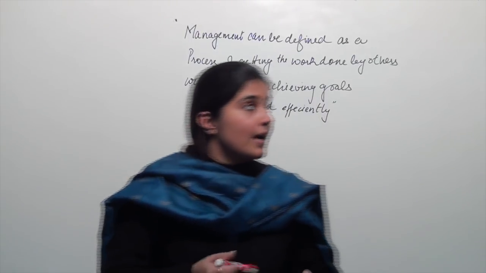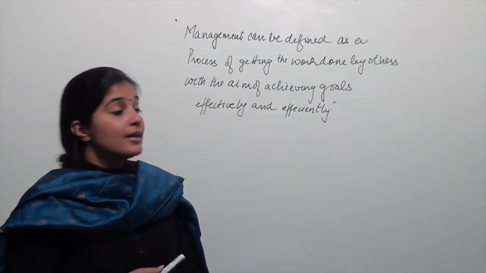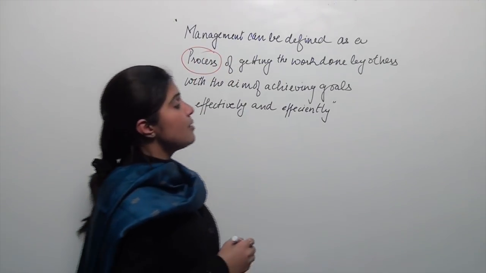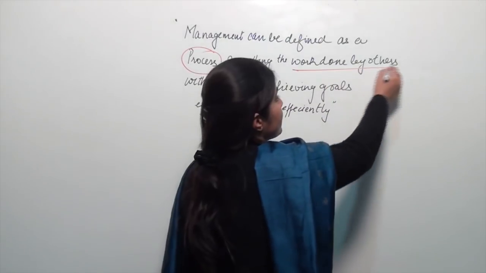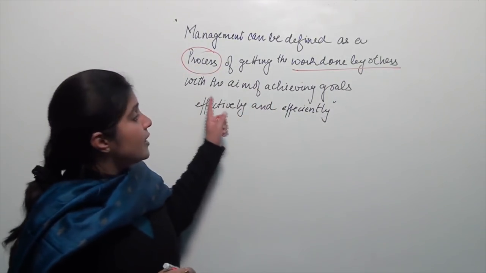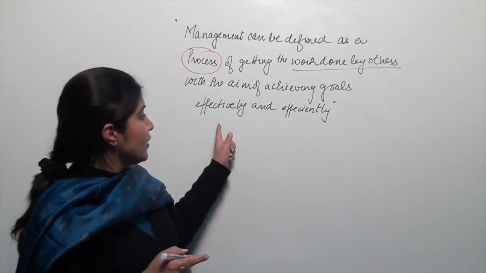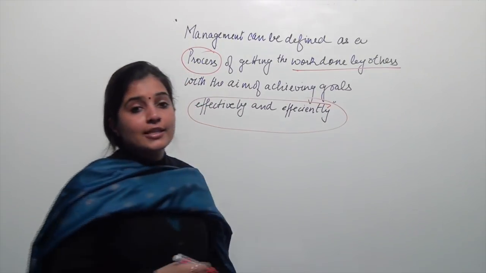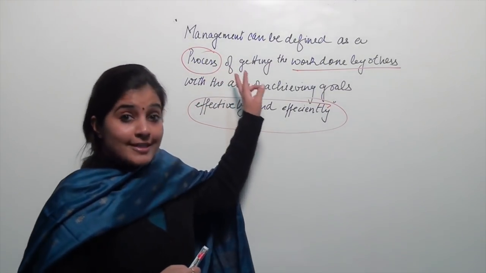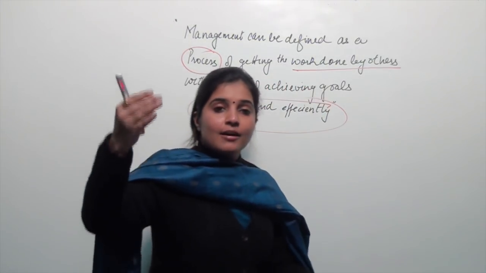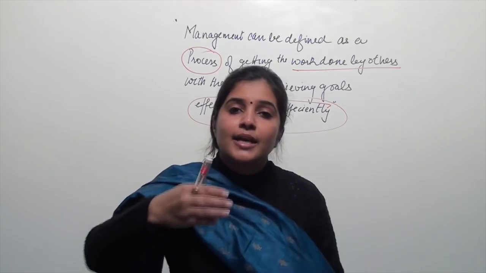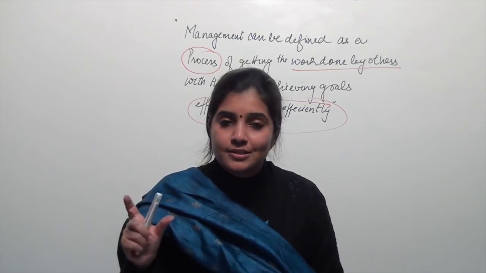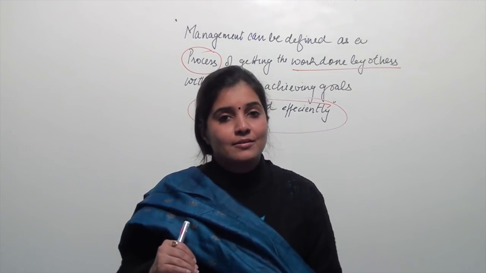Taking from this, I say management can be defined as a process of getting the work done by others. Mind you, getting the work done by others with the aim of achieving goals effectively and efficiently. Now, 4 important terms in this definition. Process: as I told you, there is a step-by-step process that your mother has followed during the day to complete this process of management. It's a process which contains steps, right?